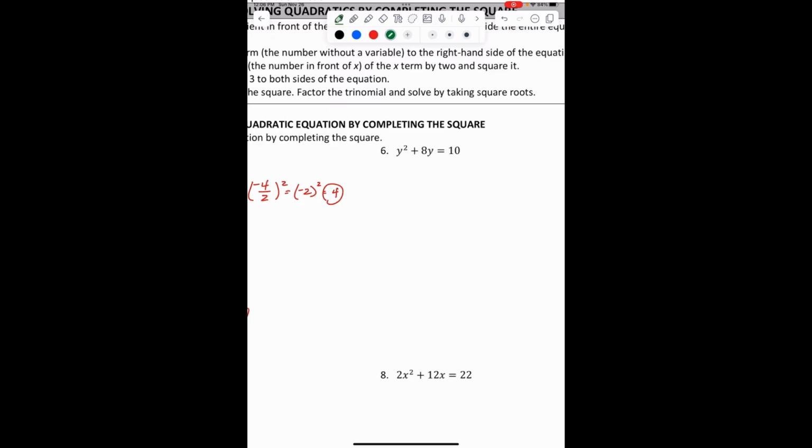For number 6, same thing, right? First step, number in front of the squared term is a 1. We're good. Move the constant over. Boom, that's already done too. So step 1 and 2, done. Step 3, take the number in front of your x term. So this time that's going to be 8. We're going to divide it by 2, and we're going to square it. So that would be 4 squared, which is 16. Okay, step 4 says we're going to take that number and we're going to add it to both sides.